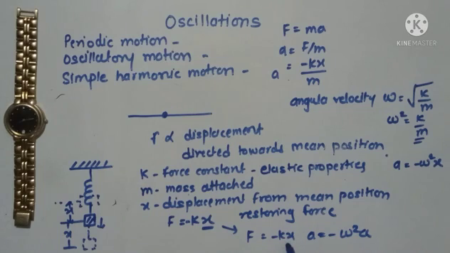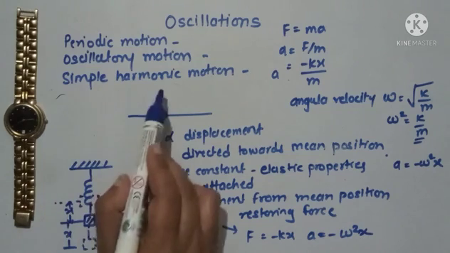So whenever we are dealing with simple harmonic motion, the force is directly proportional to the displacement, and this restoring force is always directed towards the mean position. Acceleration is also directly dependent on the displacement of a particle. So in simple harmonic motion, the force and the acceleration are directly proportional to the displacement, and they are always directed towards the mean position. So this is what is called simple harmonic motion.